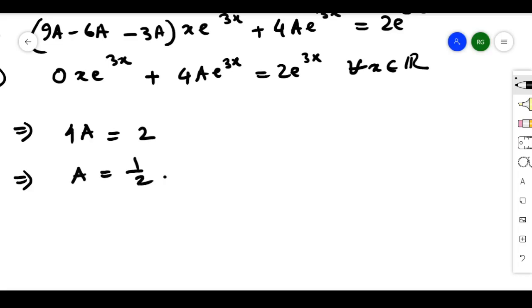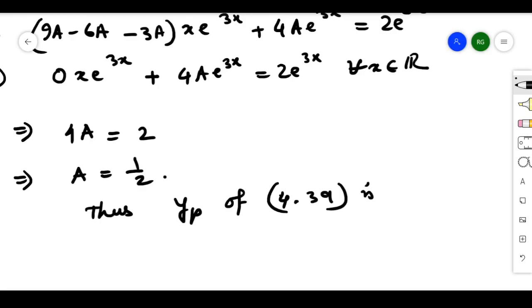Thus the particular integral yp of 4.39 is yp is equal to half x e to the power 3x.